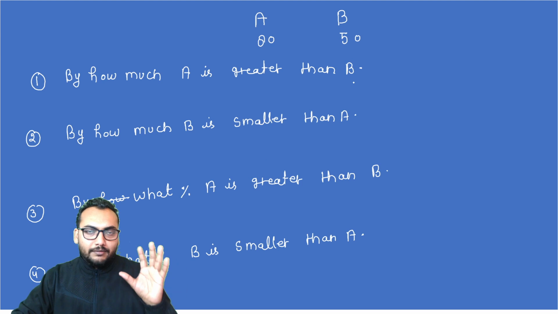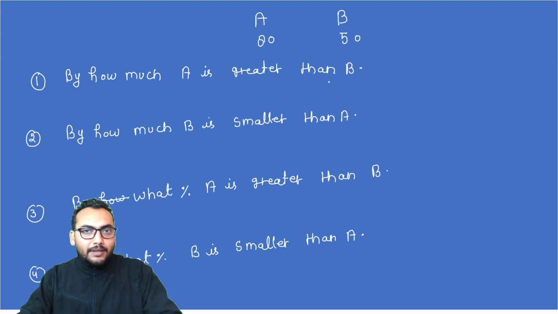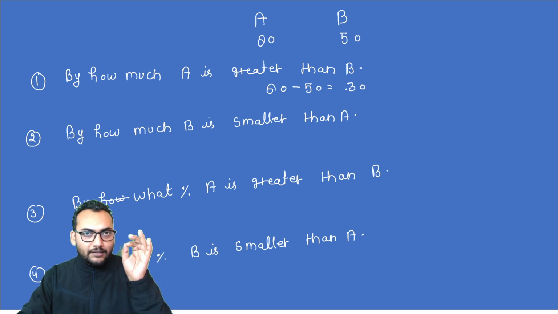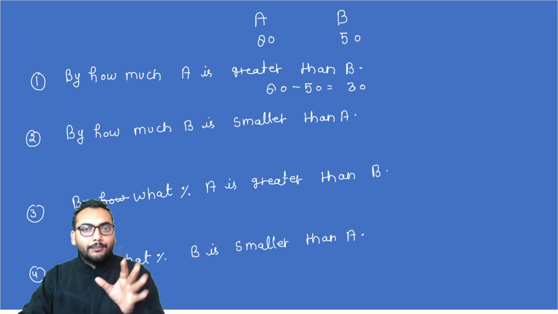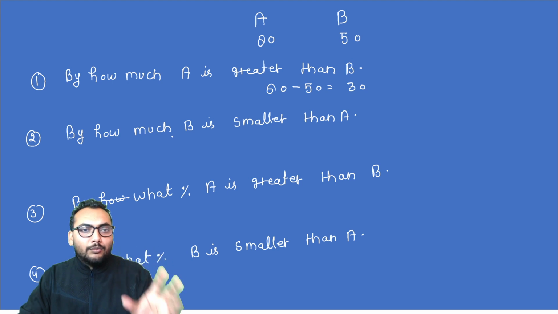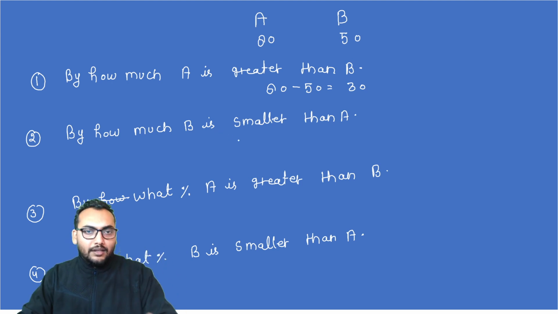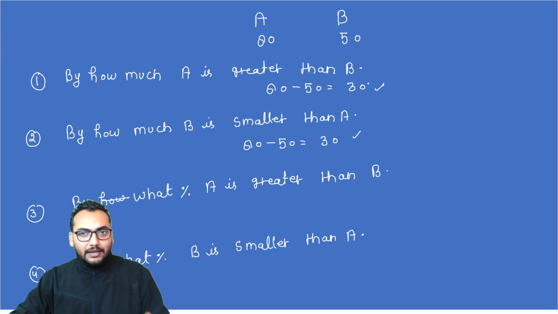So the first two questions are very easy now. By how much A is greater than B? So definitely 80 minus 50. So what will we get? We will get 30. That means A is 30 more than B. The second question is by how much B is smaller than A? So again we will subtract 50 from 80 and we will get 30. So now I will say that B is 30 smaller than A. So basically we are getting the same answer, but here it is more and here it is less.